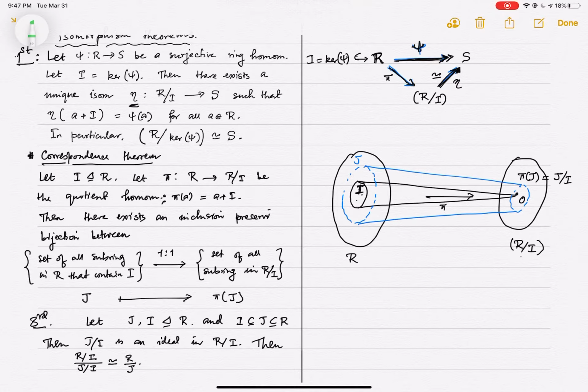So here are the three results again. The first isomorphism theorem, the correspondence theorem, and the third isomorphism theorem. The second one has gone missing, but you'll find it in the exercises. I want to go through, at least sketch the proof of the third isomorphism theorem.